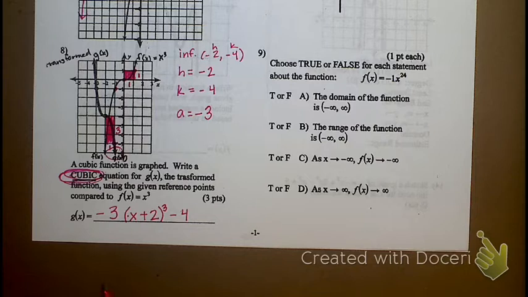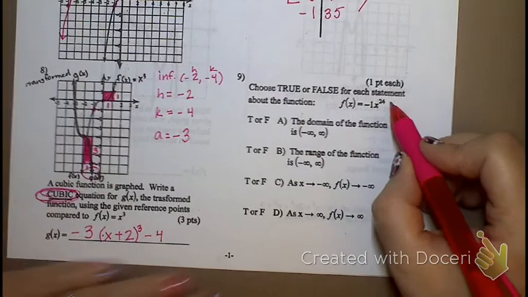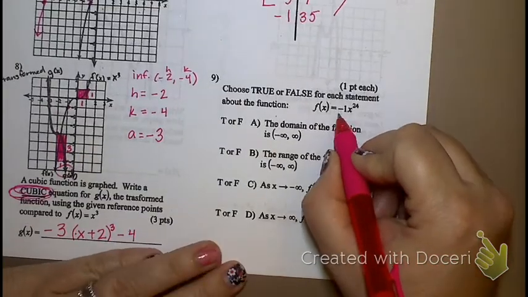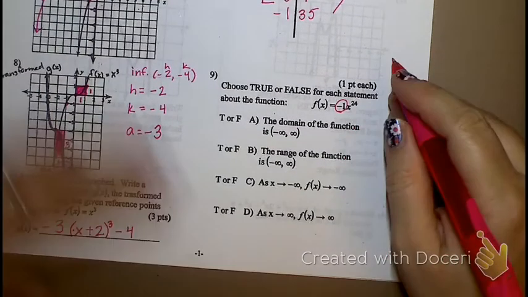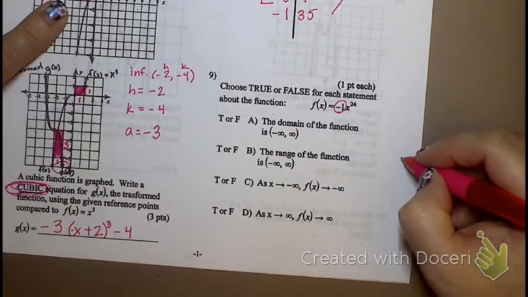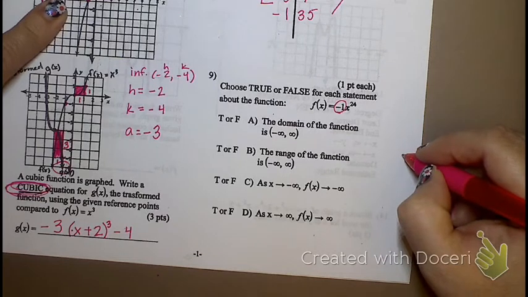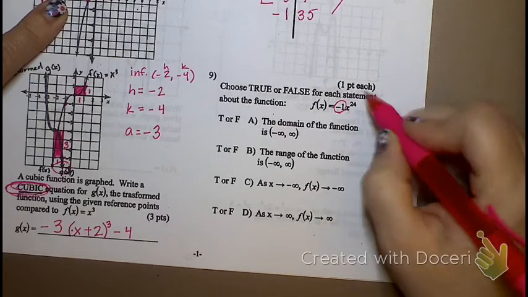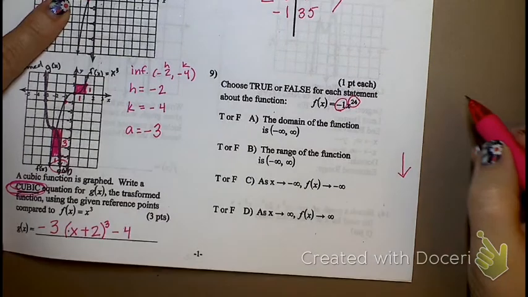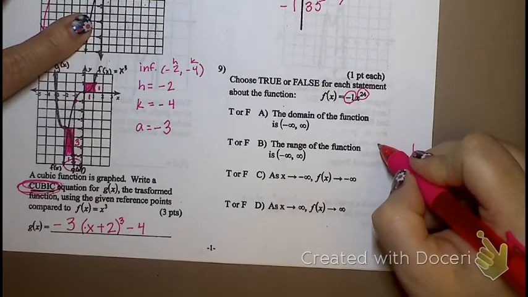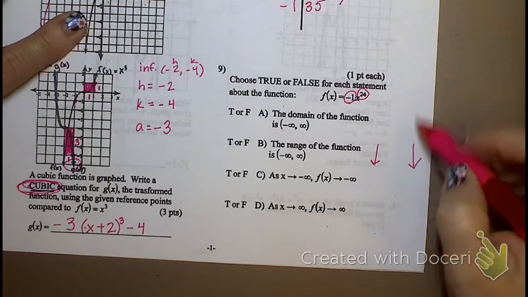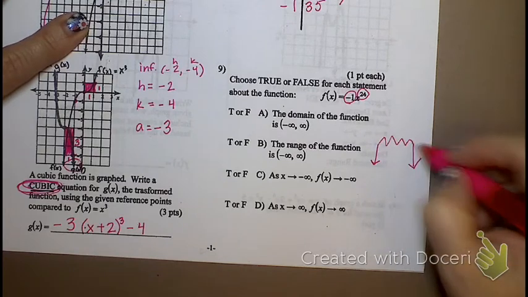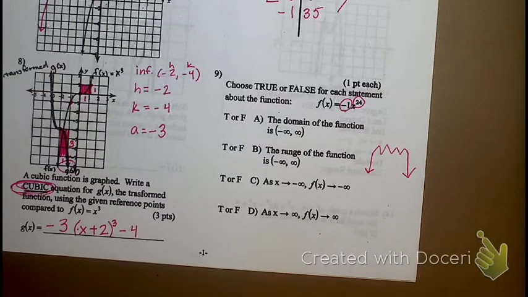Okay? All right. Choose true or false for each statement about this function. Now, this function, I notice a couple things. We have a negative leading coefficient. What does that mean about the right side? Right side is going down. We have an even function. What does that mean about the left side? Also going down. And then how many bends would there be? 23. I'm not going to draw all 23, but we get the idea of what it would look like.